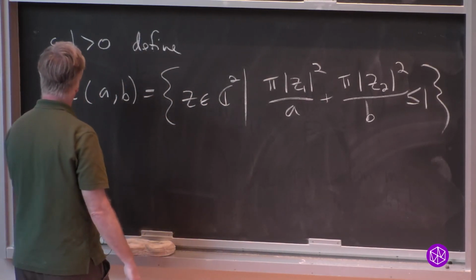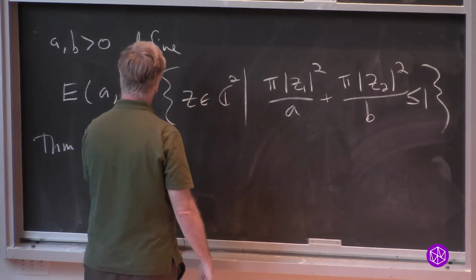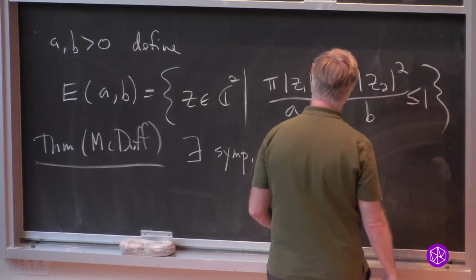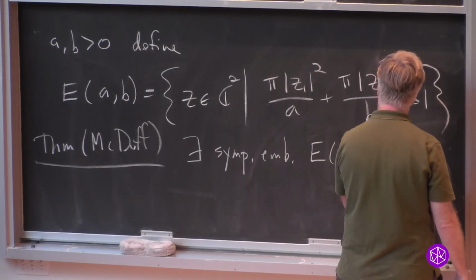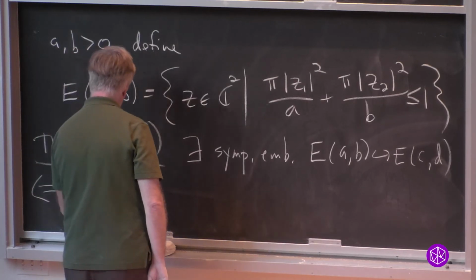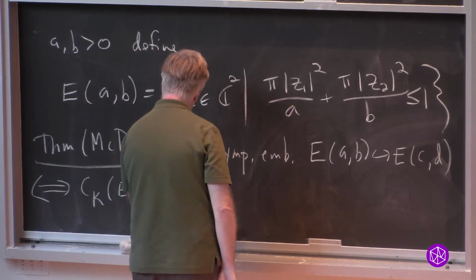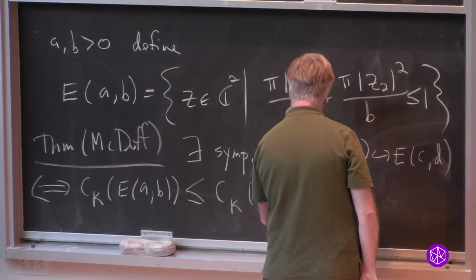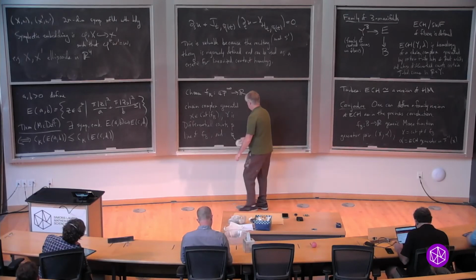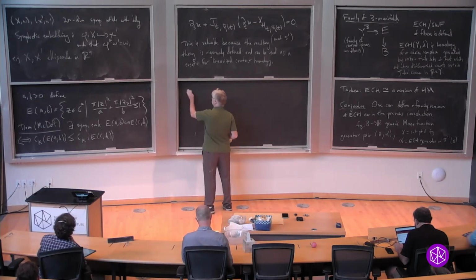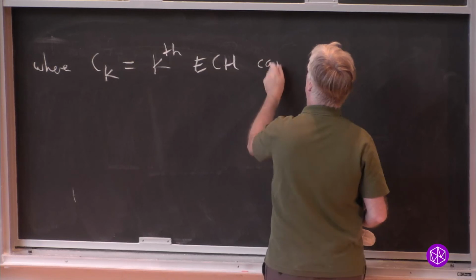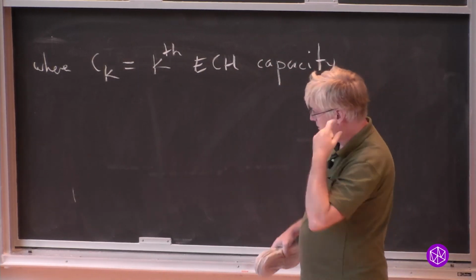There's a theorem by McDuff which says that there exists a symplectic embedding from E(A,B) into E(C,D) if and only if c_k of E(A,B) is less than or equal to c_k of E(C,D), where c_k denotes the kth ECH capacity. And this is for all k.